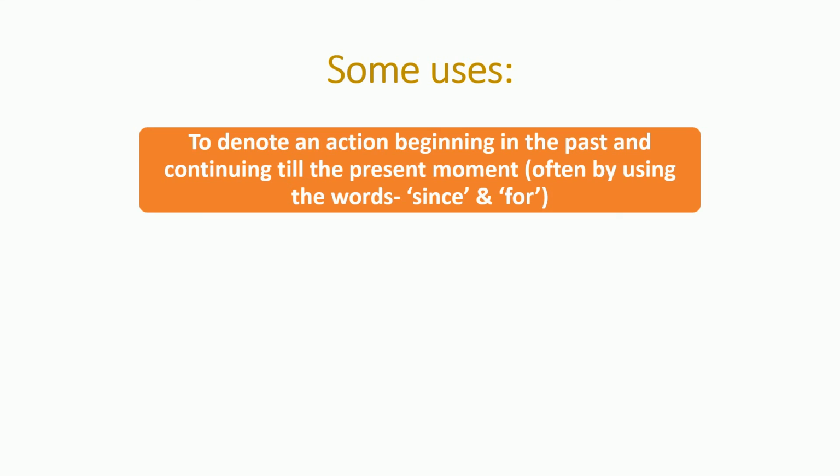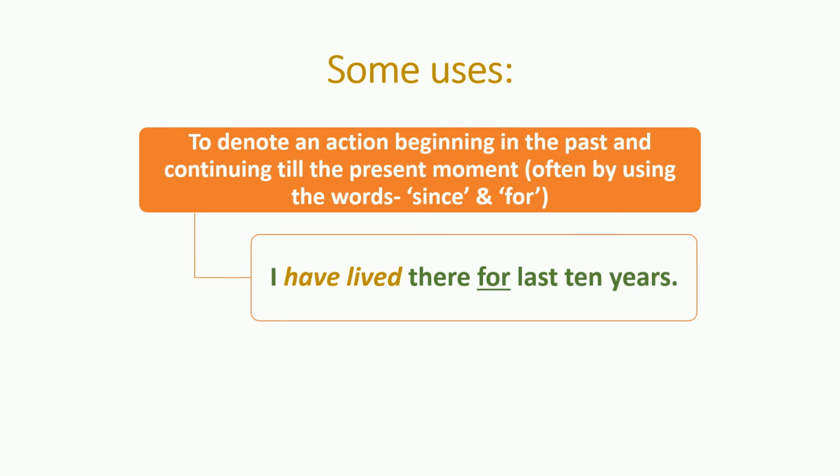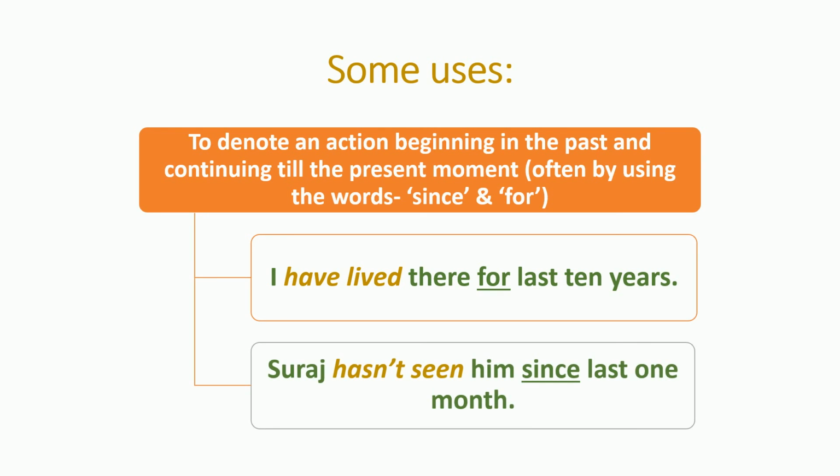The next use of present perfect tense is to denote an action beginning in the past and continuing till the present moment, often by using the words since and for. For example, I have lived there for the last 10 years and Suraj hasn't seen him since last 1 month. Actually, these actions have begun in the past. They are still being continued, but they also do not tell you what will happen hereafter in that case.